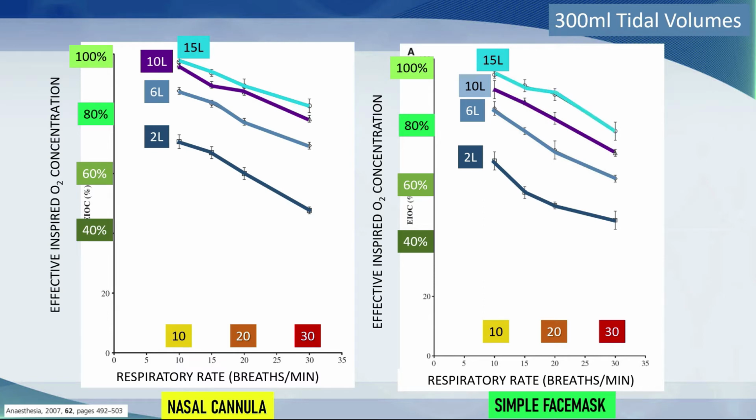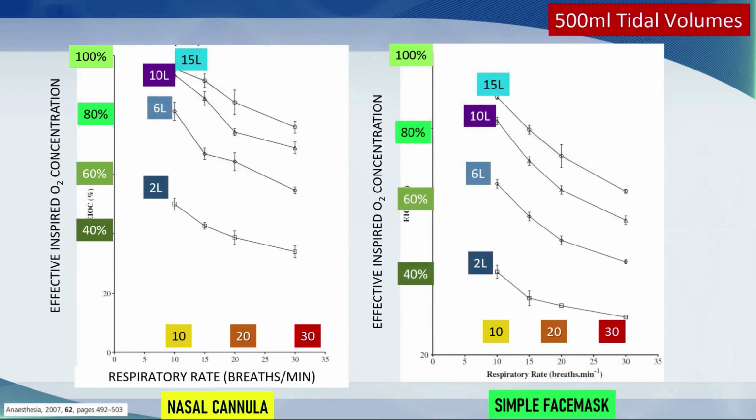And you can see that there's a fairly dramatic drop off in effective delivered FiO2, albeit to fairly respectable levels at higher respiratory rates. Now in this picture, we have increased the tidal volume to 500 mils. And let's see what happens. Starting with 15, 10, 6 and 2 litres, you can see there's a pretty dramatic fall off in the FiO2 with nasal cannulae.